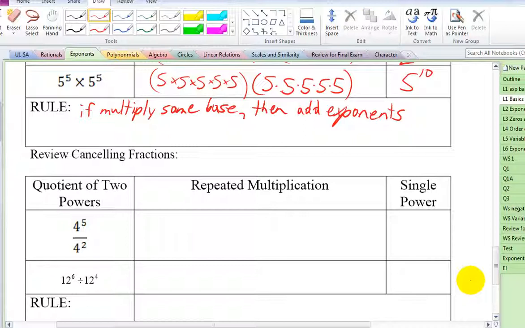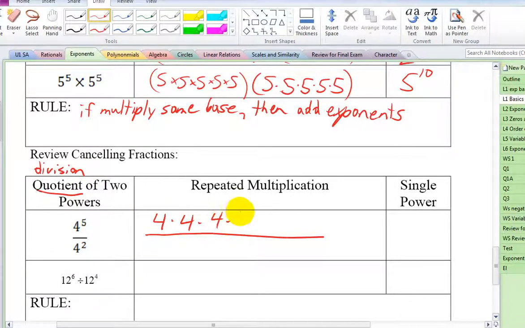Okay, so next we're dealing with quotient of 2 powers. Quotient's an answer for a division question. So what we're doing is we're doing division. We're going to write this out the long way. On top, we should have 5 of them. On the bottom, I'm going to get them to line up.